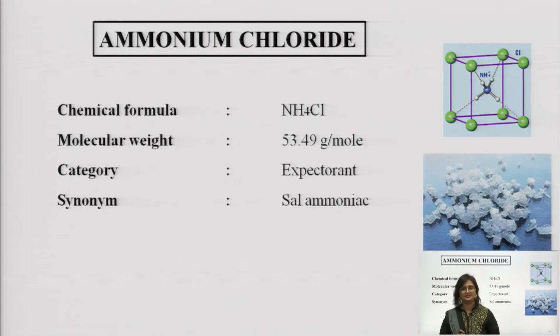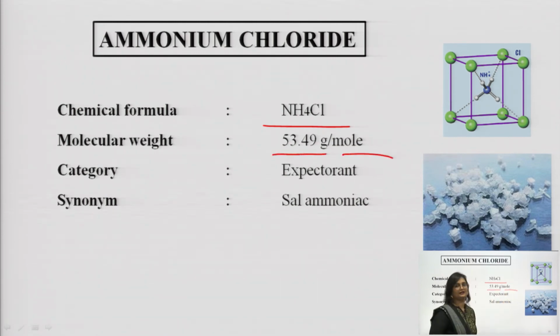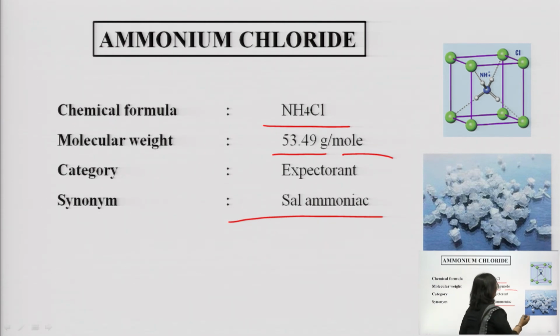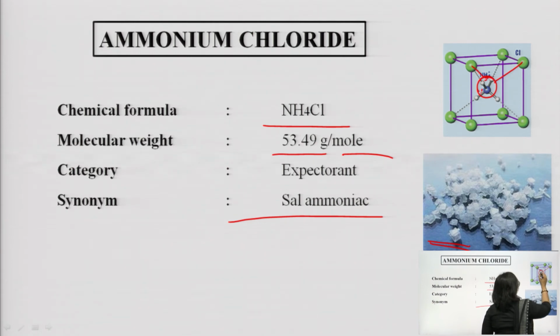Potassium iodide we had discussed in our previous class already. Now we will be looking into ammonium chloride. The molecular formula of ammonium chloride is NH4Cl, and it has a molecular weight of 53.49 grams per mole. It is also known as sal ammoniac. This is how ammonium chloride crystals look. Ammonium chloride has a tetrahedral structure with ammonia in the center, attached to chloride.